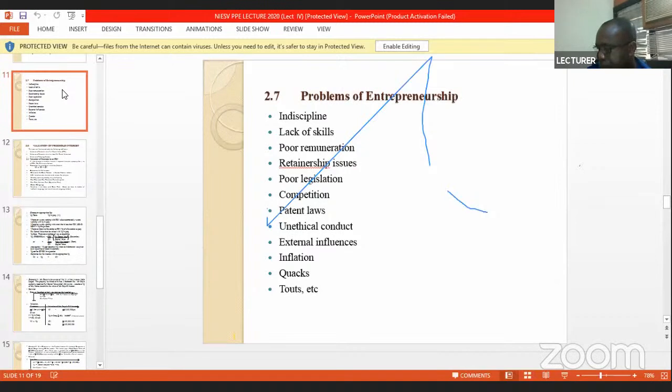Finally, problems of entrepreneurship in Nigeria. One of the greatest problems facing entrepreneurship in Nigeria is indiscipline. The same ethics.